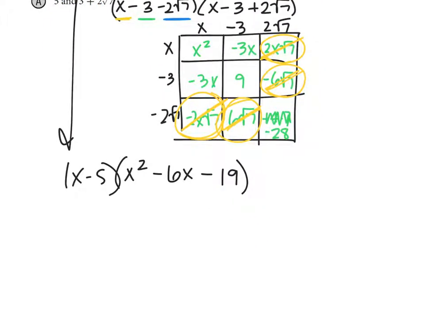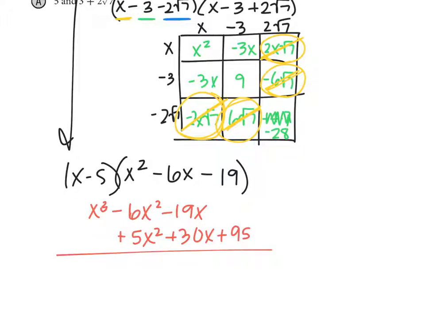So if we go ahead and distribute there, I'm going to distribute the x first: x to the third minus 6x squared minus 19x, and now I'm going to distribute the negative 5. That's going to give me positive 5x squared plus 30x plus 95, and then just simplify. x to the third minus x squared plus 11x plus 95.